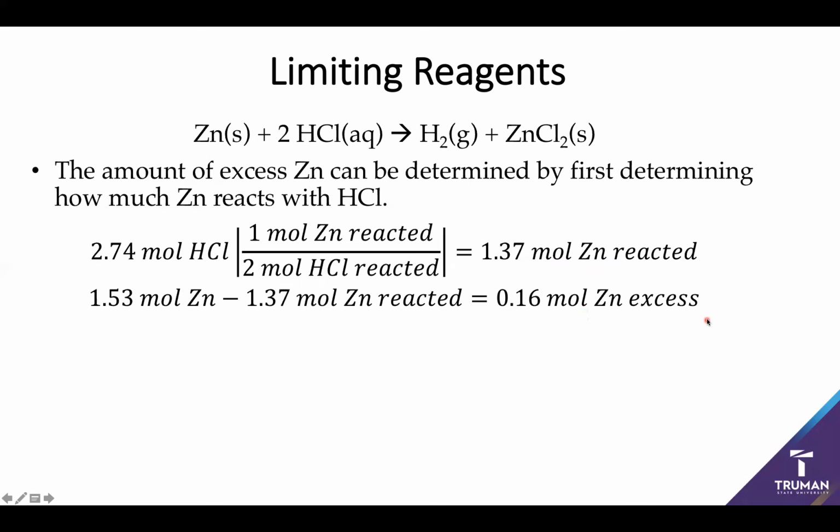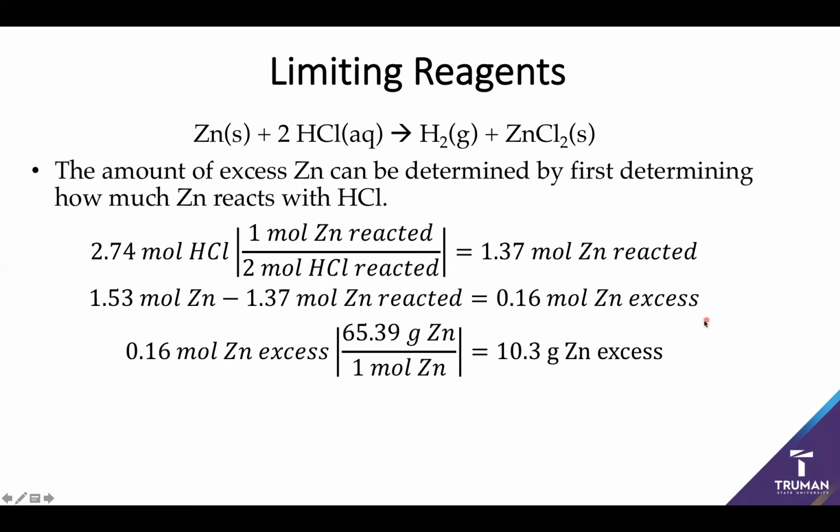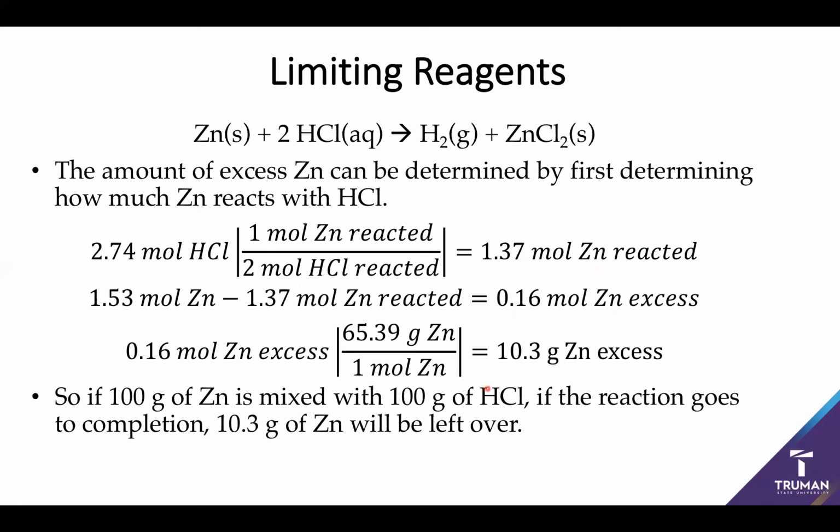This is called my excess zinc. We can use the molecular weight to turn it back into grams. And so I'll have about 10 grams of zinc in excess. So in other words, about 10% of my zinc is completely unreacted. It just kind of goes to waste. And this is one of the real ideas of limiting reagents, is trying to figure out how to maximize how much we produce.